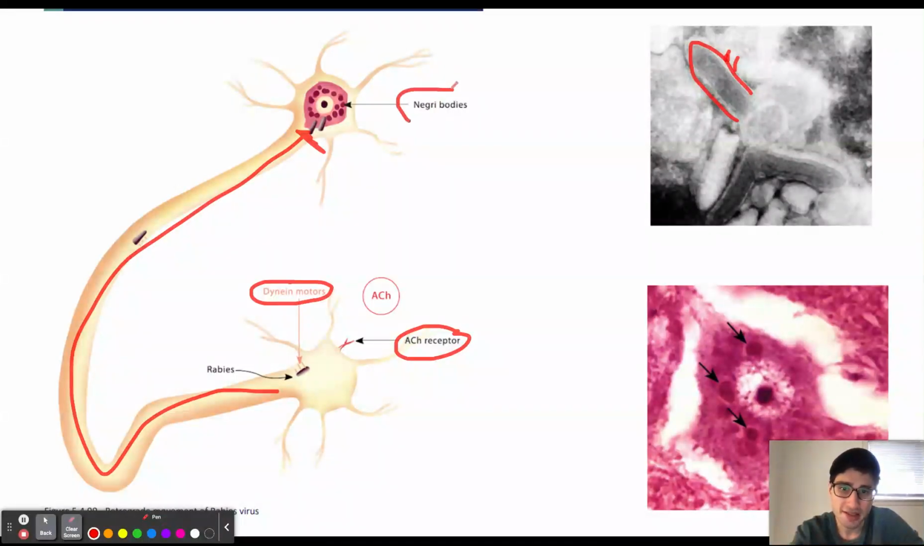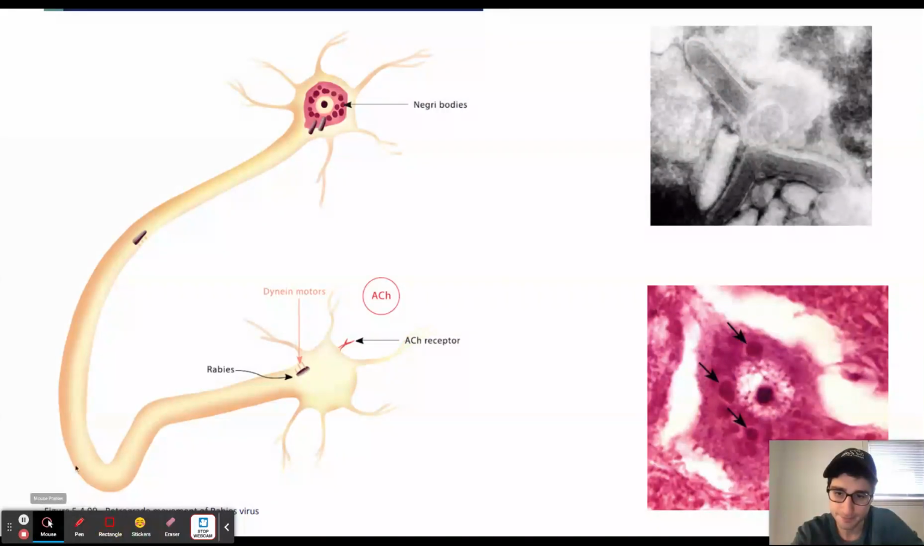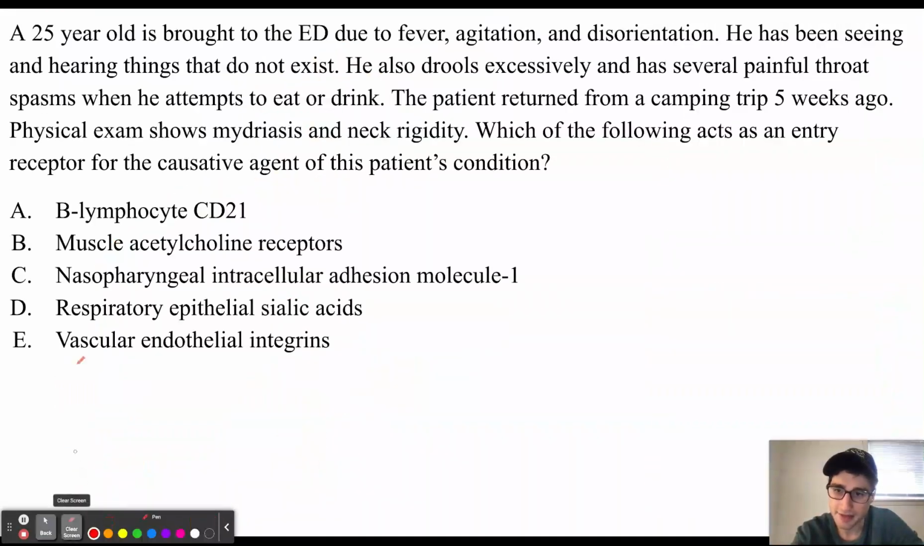Now, we're also going to see Negri bodies, which are going to be eosinophilic inclusions most commonly seen in the hippocampus and the cerebellum. So here we see eosinophilic infiltrations called Negri bodies. To answer the question, the answer choice is going to be answer choice B, muscle acetylcholine receptors.